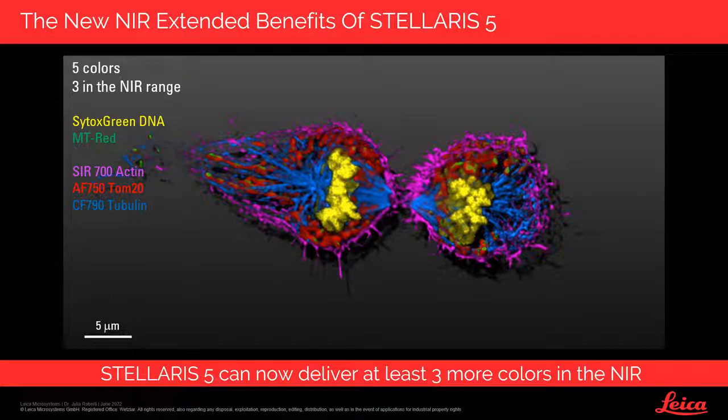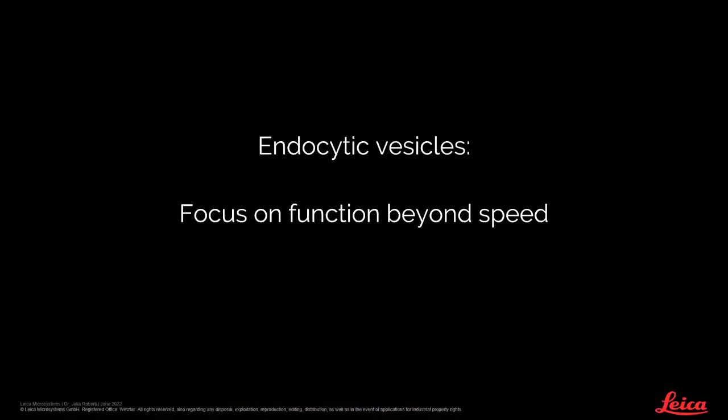So with this, I have covered the image quality aspects that we need to address, signal quality and temporal resolution, that we need to study vesicles in the context of the cell. Now I want to go into the second part of my talk and focus on getting functional information on top of the speed.